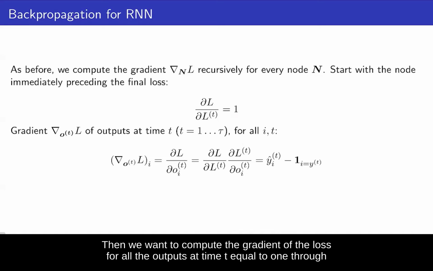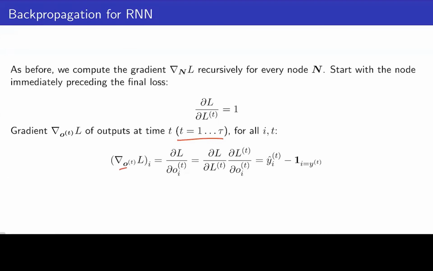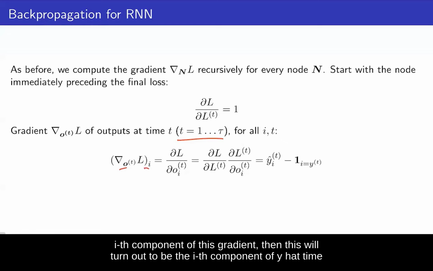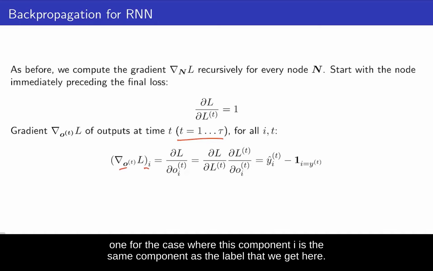Then we want to compute the gradient of the loss for all the outputs at time t equal to 1 through tau, where tau is the last step in our sequence. So if we take a look at how to compute the ith component of this gradient, then this will turn out to be the ith component of y hat at time step t minus 1 with the condition that you see here. And this means that this will actually be 1 for the case where this component i is the same component as the label that we get here.